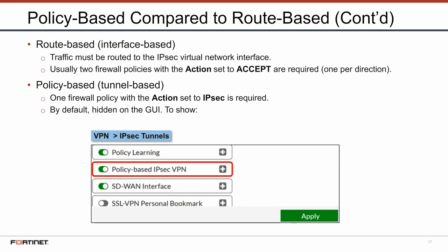In a policy-based configuration, only one firewall policy with the action IPsec is usually required. The policy is bidirectional. By default, the GUI hides the policy-based configuration settings. Both sides of your VPN don't need to be configured to use the same mode. You can configure one peer as route-based and the other as policy-based, but the Phase 1 and Phase 2 settings must match. If FortiGate is operating in transparent mode, then only policy-based VPN will be used. To achieve full redundancy between VPNs, route-based VPN is used.